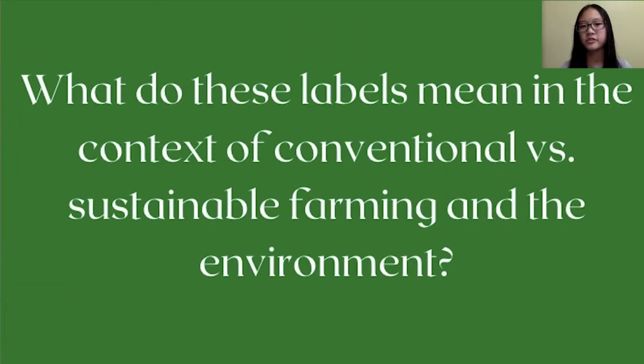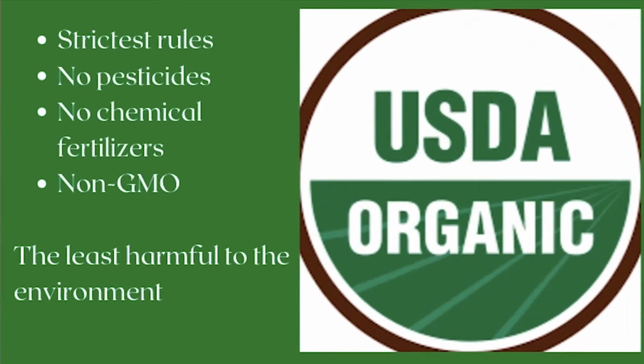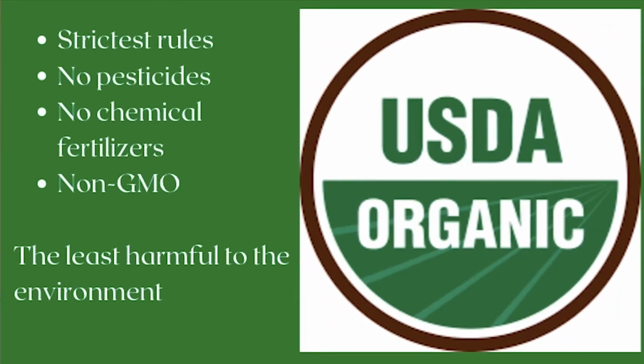So now you may be wondering how food labels and these farming methods are really related, and what those food labels mean to us. Well, firstly, USDA organic labeled products must be grown or made with ingredients grown according to very strict guidelines.